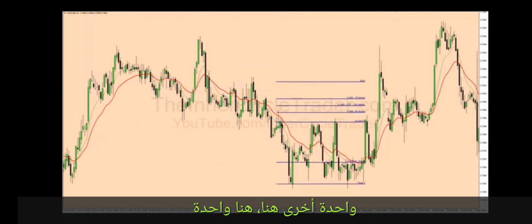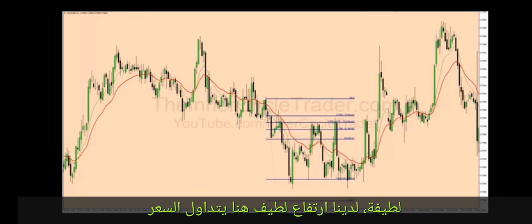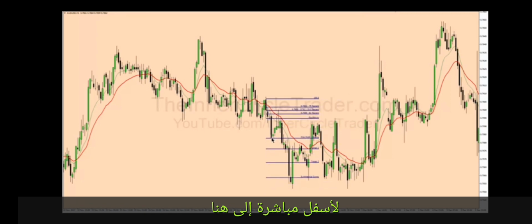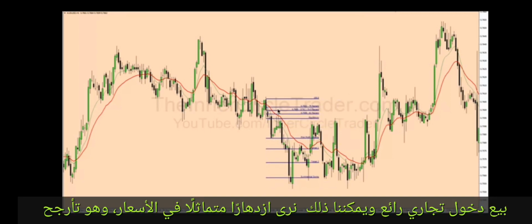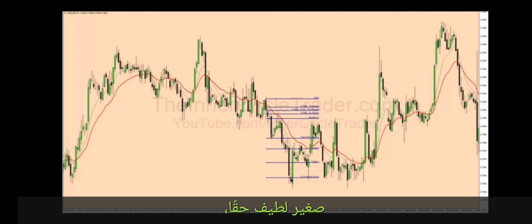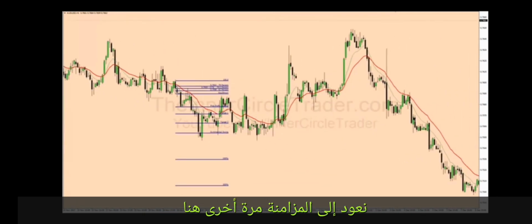Here's a nice one. We have a nice swing high here. Price trades down right to here. Optimal trade entry sell. And we can see symmetrical price swing. Boom. Really nice little swing trade there. Price trades above the red line, so we're on the sidelines until we get back in sync.